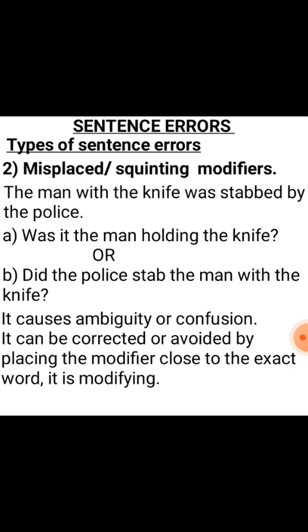Okay, so it can be corrected or avoided by placing the modifier close to the exact word it is modifying. That way the sentence wouldn't leave us confused. It will avoid confusion, and we'll get the right meaning of the sentence or the message you're trying to convey to us. So it's really important to avoid misplaced or squinting modifiers. This is also a very common type of mistake we make often.